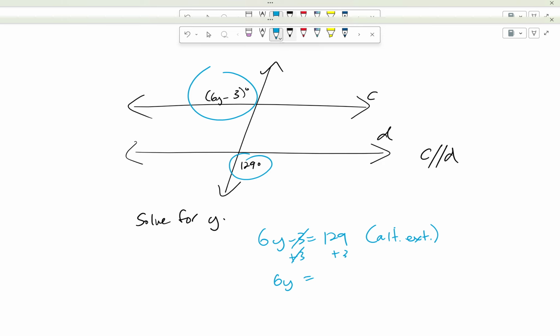So, 129, we add 3, it's 132. And then we're going to go here, divide by 6 on both sides to solve for y. 132 divided by 6 is 22. And that's it.